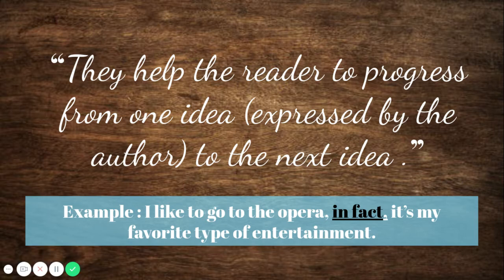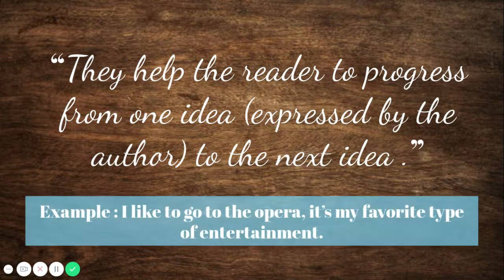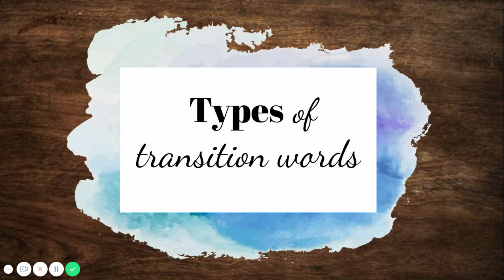is actually talking about their favorite type of entertainment. So it adds some information to your sentence. But when you remove it from the sentence, you know that something is missing. So, I like to go to the opera. It's my favorite type of entertainment.